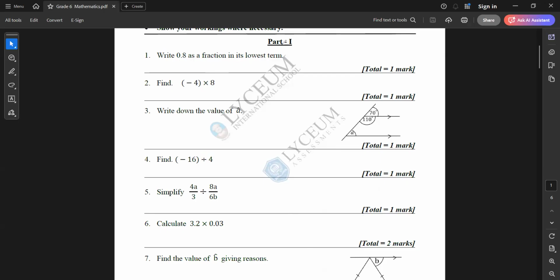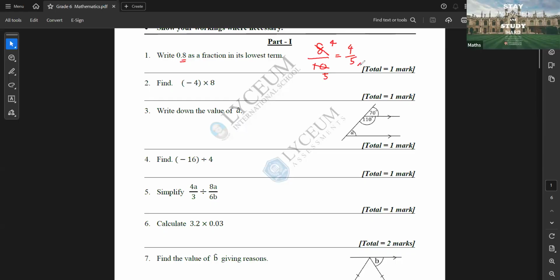First question: write 0.8 as a fraction in its lowest term. So the fraction you can write as 8 over 10. Why? Because one decimal place means a 1 and a 0 at the bottom. So you can simplify this. 2 times 4, and 2 times 5, so up and down you divide by 2. So the answer is going to be 4 over 5. That's the answer. Since it's asked for lowest term, you have to simplify.